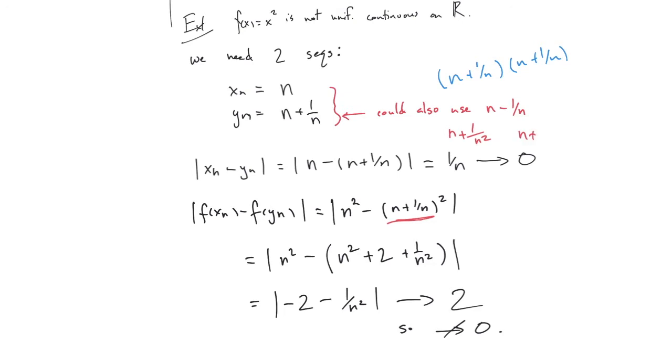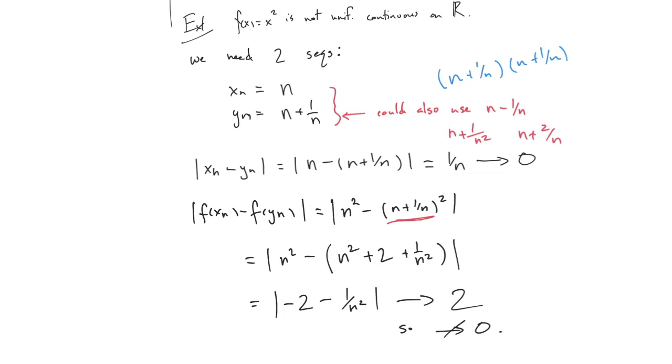Could have also done it like that. Sometimes that is a helpful little trick. In whatever example you're looking at, you may have to change your strategy slightly just to make the details work out at the end. All right? But in this case, n plus 1 over n is good enough. Any questions about that? All right.